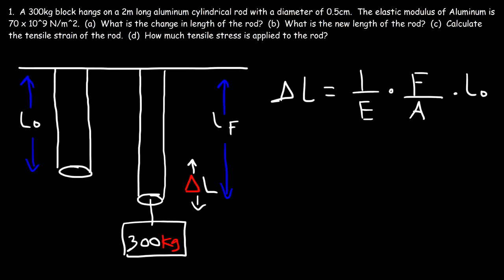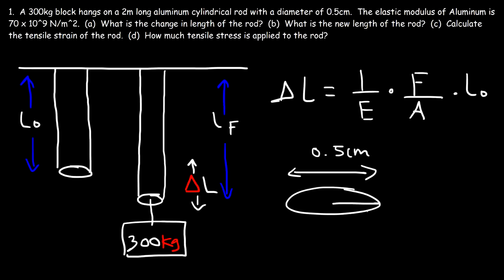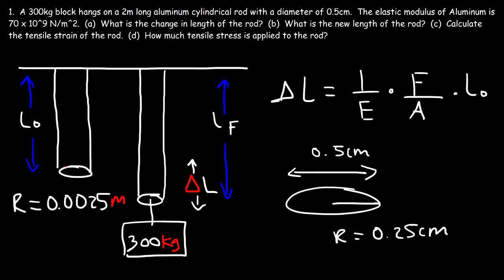Now we're given the diameter of the cylindrical rod. So I'm just going to draw a bigger version of that circle. The diameter is 0.5 centimeters, which means the radius of the circle has to be half of that, which is 0.25 centimeters. Now we need to convert the radius from centimeters to meters. So we got to divide it by 100. So 0.25 divided by 100 is 0.0025 meters. So that's the radius. And because this is the shape of a circle, the area is pi r squared.